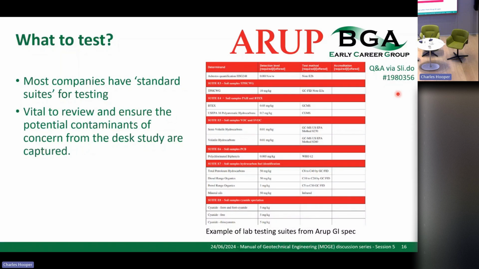Key examples in here are PCBs, the middle one, E6. These are particularly commonly associated with transformers and substations. If you have them, you probably need to test for them. Regulators know about it, but you wouldn't want to test for it for other things. There are some other examples where that would be the case.